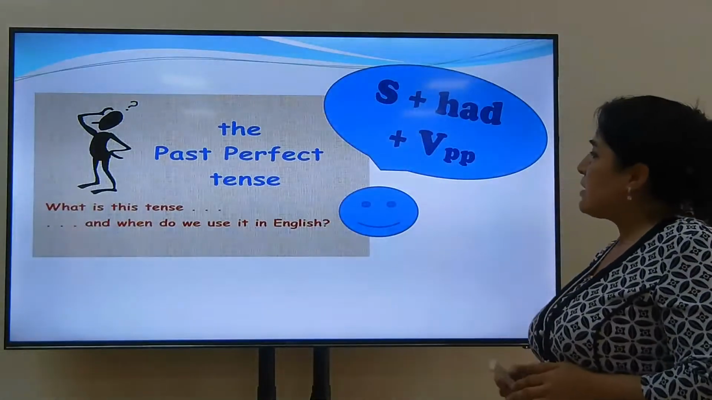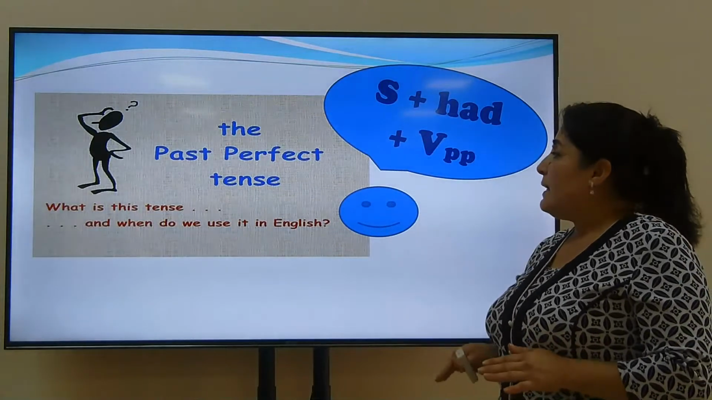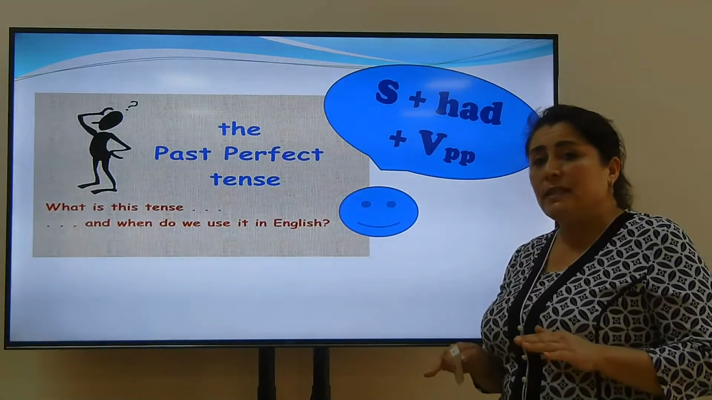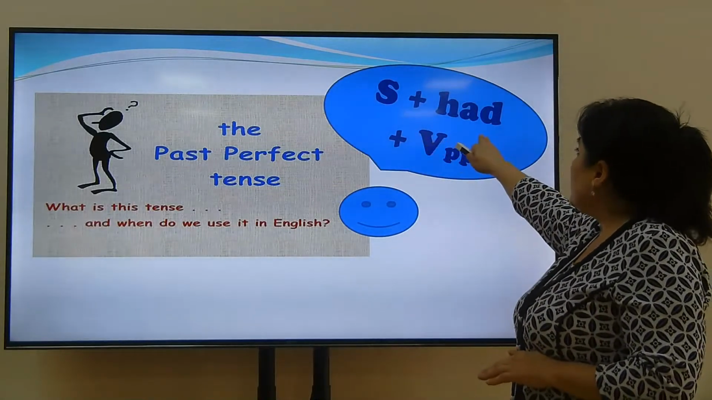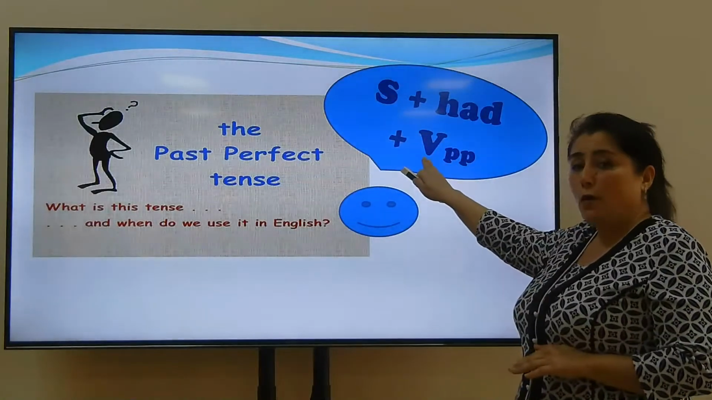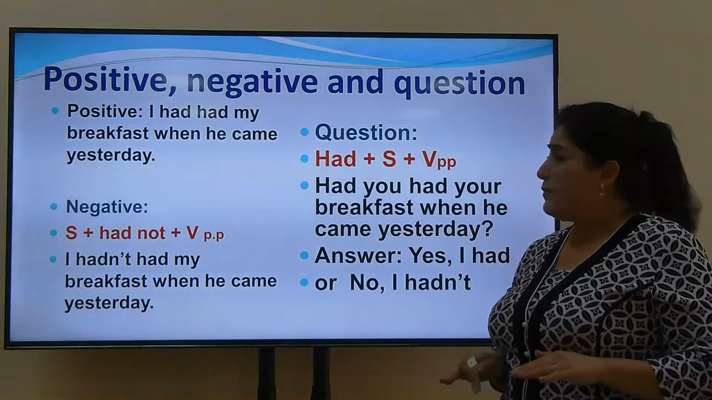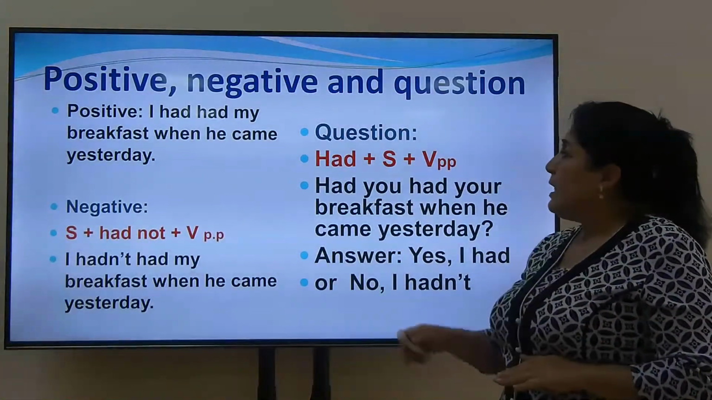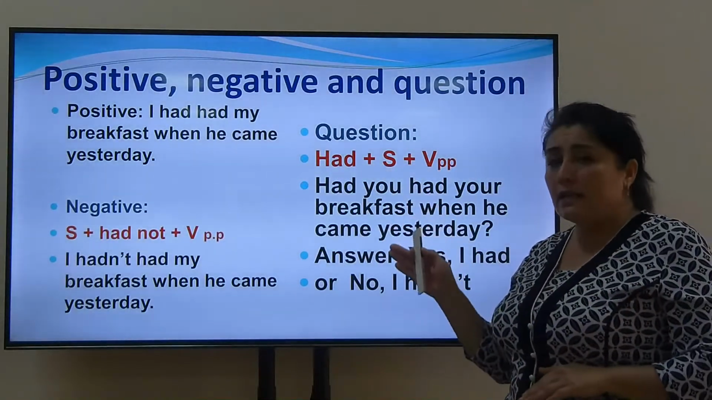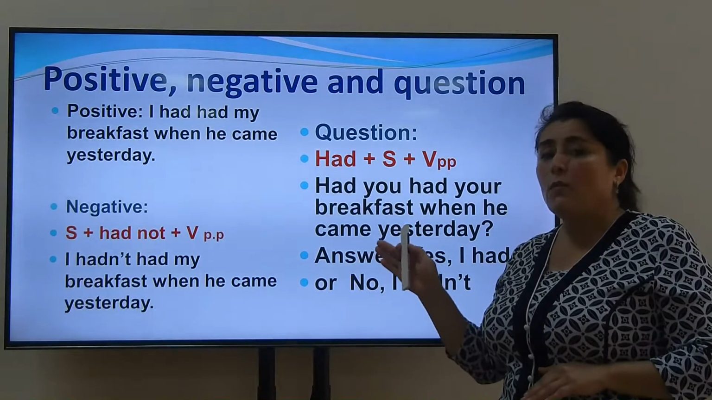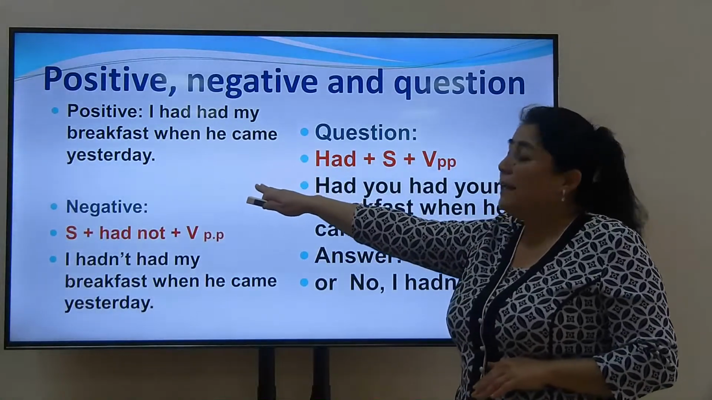Now pay attention to grammar 1. The past perfect tense. What is this tense and when do we use the past perfect? Its structure is subject plus had plus the past participle form of the verb. There are 3 forms of the past perfect tense: positive, negative, and question. The positive structure, as I have just said, is subject plus had plus past participle form of the verb. For example, I had had my breakfast when he came yesterday.